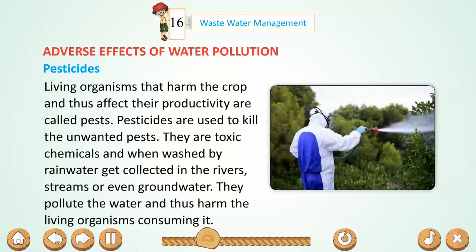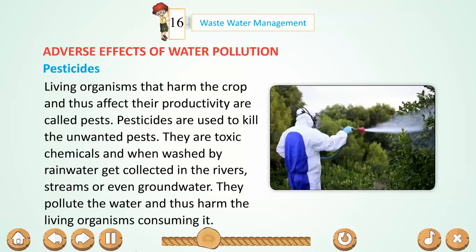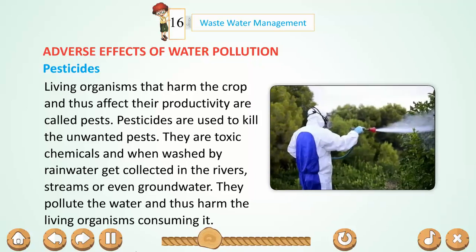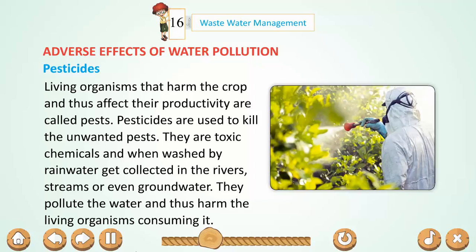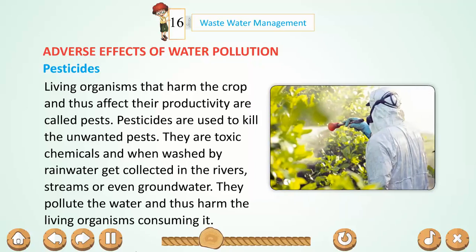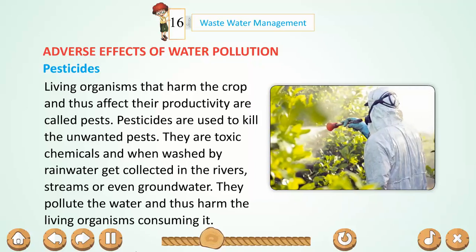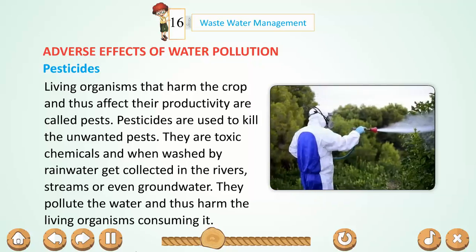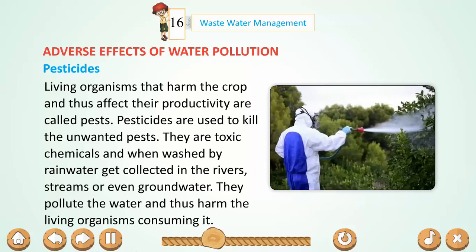Pesticides. Living organisms that harm the crop and thus affect their productivity are called pests. Pesticides are used to kill the unwanted pests. They are toxic chemicals and when washed by rainwater get collected in rivers, streams or even groundwater. They pollute the water and thus harm the living organisms consuming it.